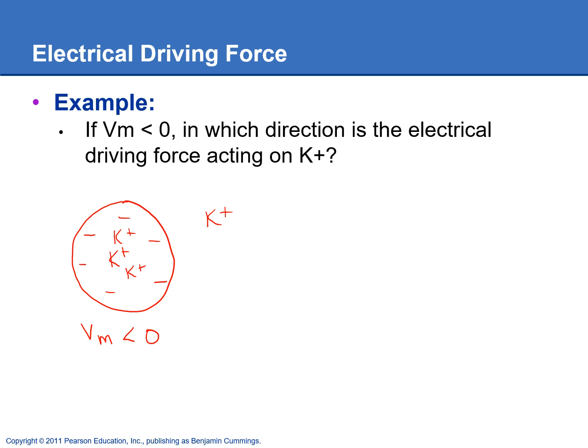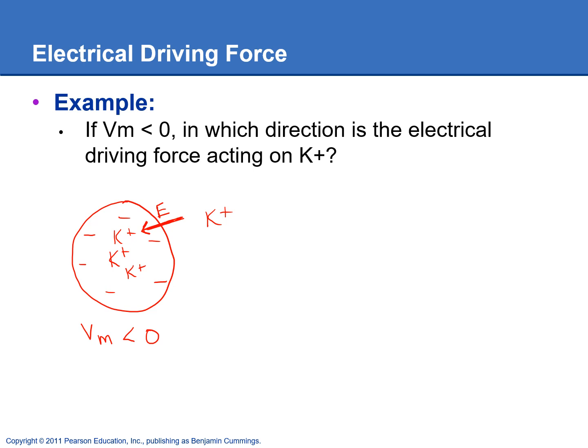So looking at the electrical driving force, we're just looking at the charges. We don't care about the concentration gradient at all. Inside the cell we've got these negative charges, and on the potassium we've got a positive charge. Remember that opposite charges attract each other. So the potassium that's outside says, hey, I would love to come in there and be with those negative charges. And the potassium that's inside the cell says, I want to stay in here by these negative charges. So this electrical driving force would be into the cell. I label it with an E just to remind myself that this is the electrical driving force, and not the chemical driving force.